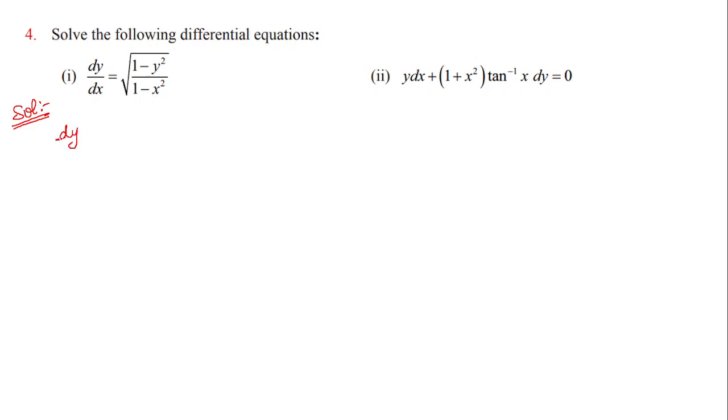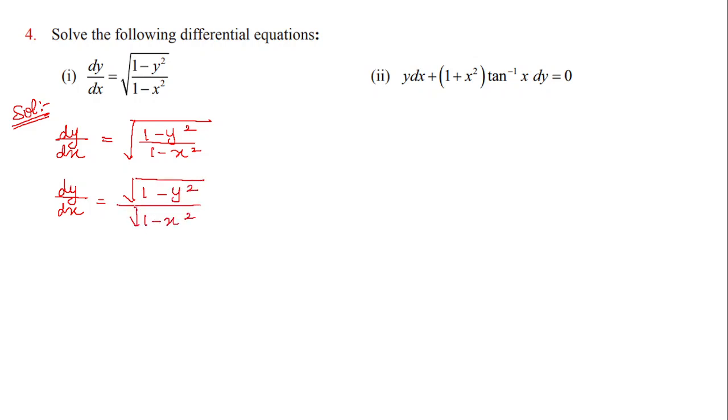We can write the given equation like this. First step, square root of 1 minus y square divided by 1 minus x square. After doing this, is it separable? Yes, of course it is separable. So we can write it as dy by dx is equal to square root of 1 minus y square divided by square root of 1 minus x square. So now we obviously know it is separable. So we can write dy by square root of 1 minus y square is equal to 1 dx by square root of 1 minus x square. Hope this is clear till this.